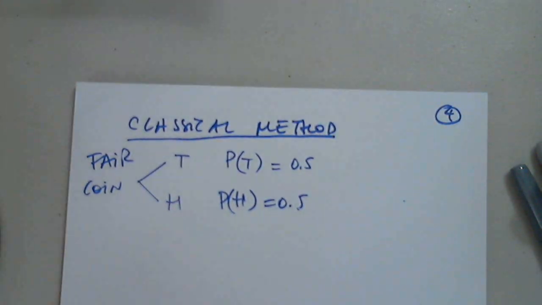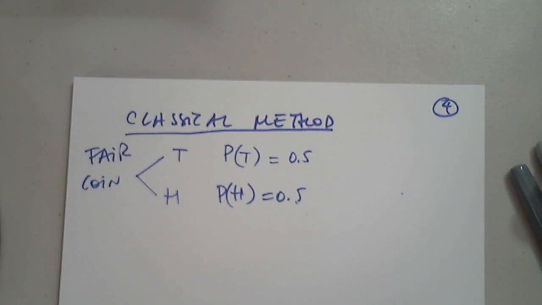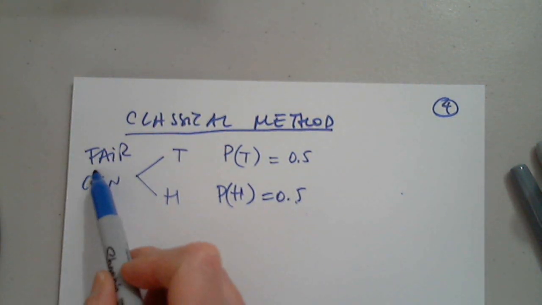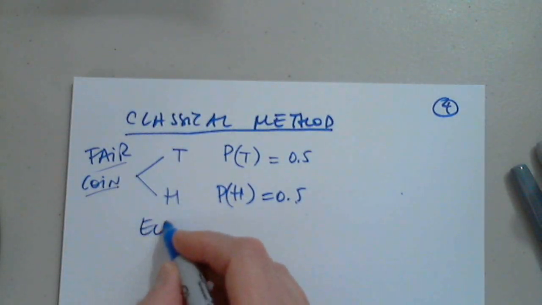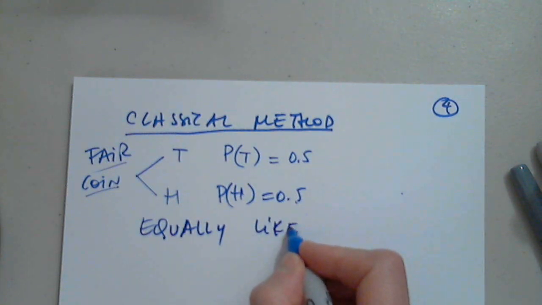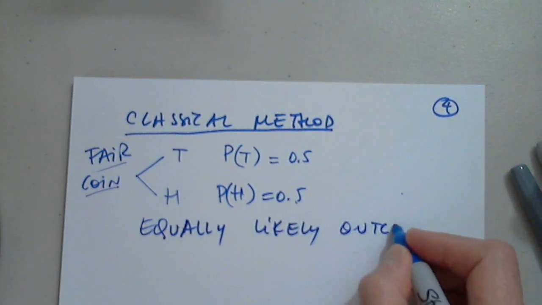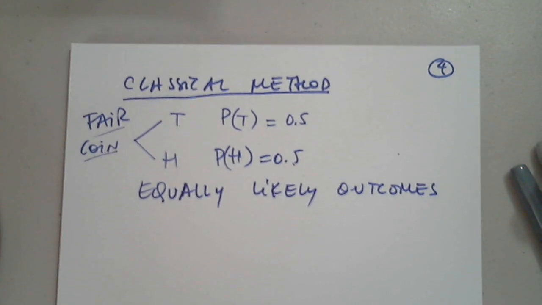Okay? So the classical method does not perform an experiment. We are just saying if the coin is fair. We know there are only two options: equally likely outcomes. They have 50-50 chances. So here we're just thinking. Okay, here's an example now.